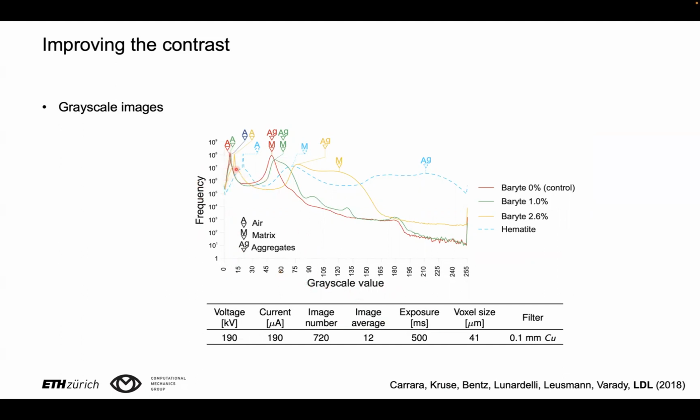So here, look first at this red curve, and you see that there are two peaks. One of these peaks corresponds to the air, so the pores, and the other peak corresponds at the same time to aggregates and matrix, which makes it impossible to distinguish automatically between aggregates and matrix. But in the yellow curve, which corresponds to the case with the highest amount of barite, which was the amount that we have been using ever since, here you see that suddenly the aggregates and the matrix correspond to two different peaks. And so it becomes quite easy to automatically segment.